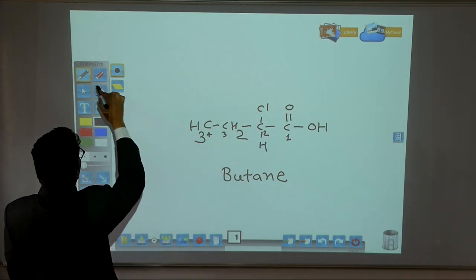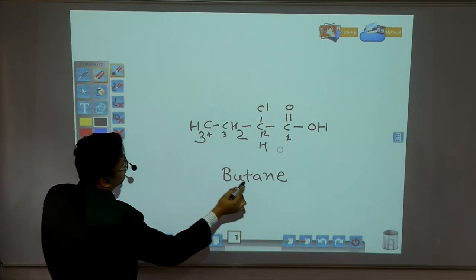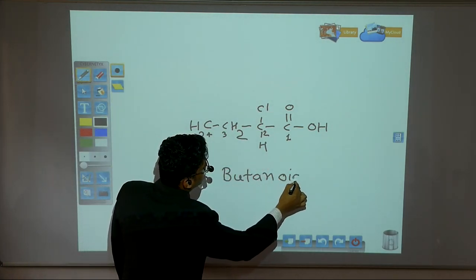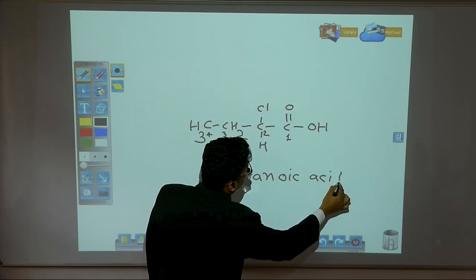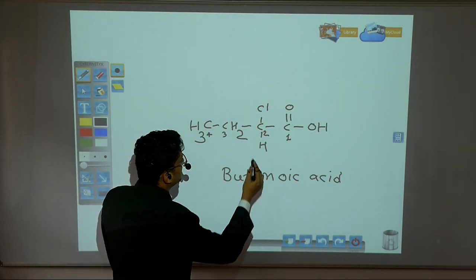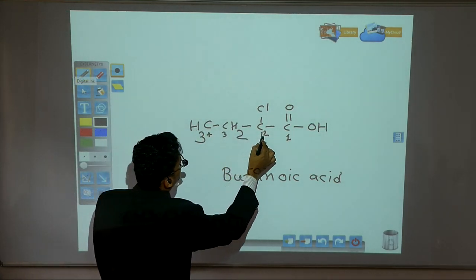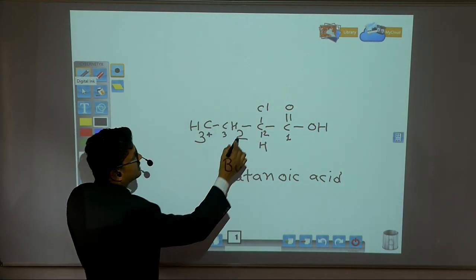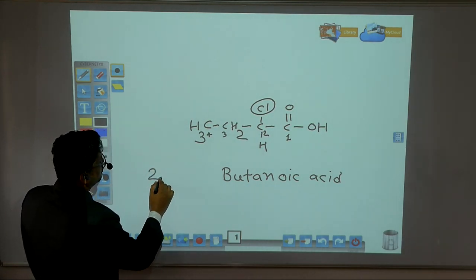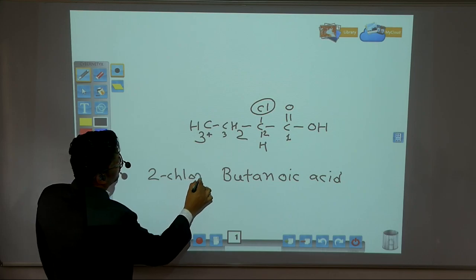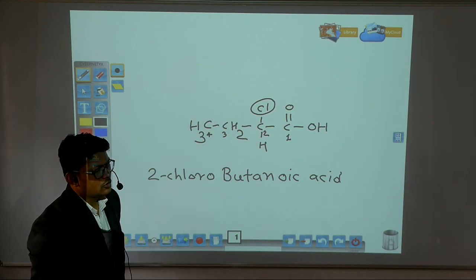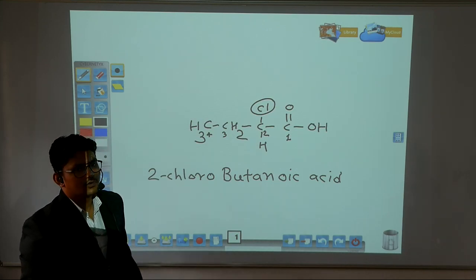Now as per the rule, what do we have to do? We have to remove this E and then we have to add OIC followed by acid. Next we have to give the substituent position. Here we can see at the 2 position, or at carbon number 2, there is a substituent chlorine. So we have to write down 2-chlorobutanoic acid. So this way we can do the IUPAC nomenclature of the different carboxylic acids.